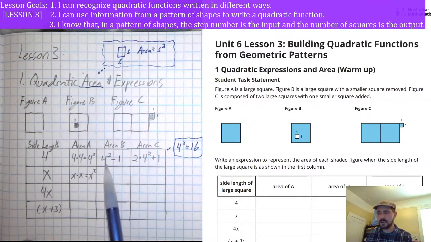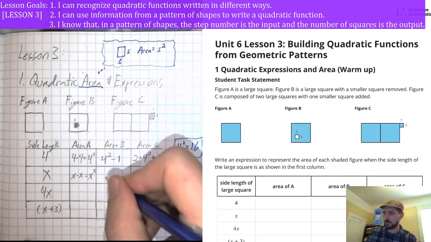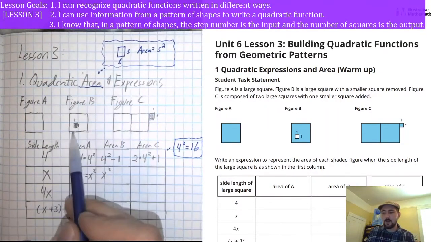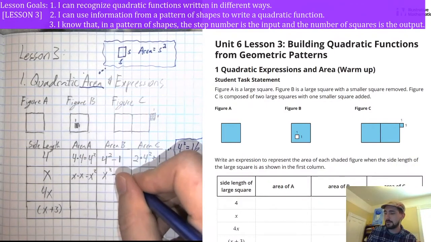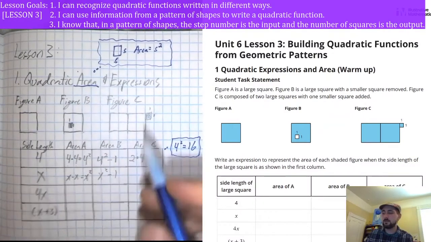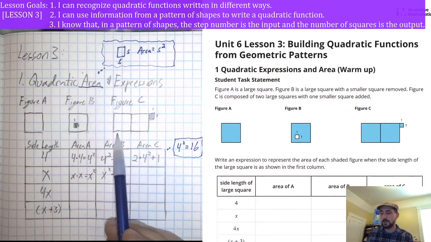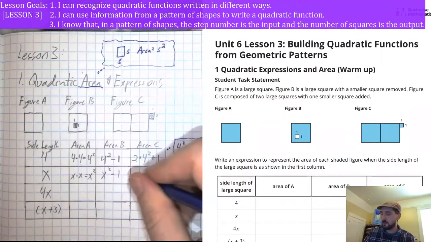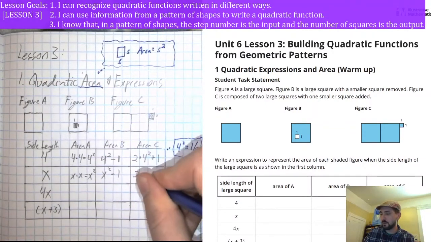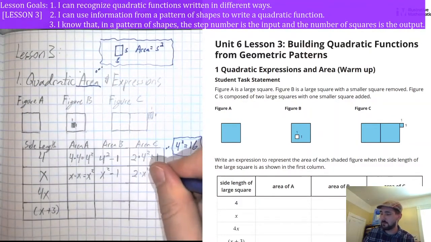For figure B, it's still x times x, or x squared. And even though we don't know what x is, we still know that the square in the middle is being pulled out, and that square in the middle still has an area of 1, right? And for area C, we don't know what the side length is, we just call it x, but it's the same thing, right? There's 2 squares, so we can say there's 2 x squared, and we're still adding that 1 in.